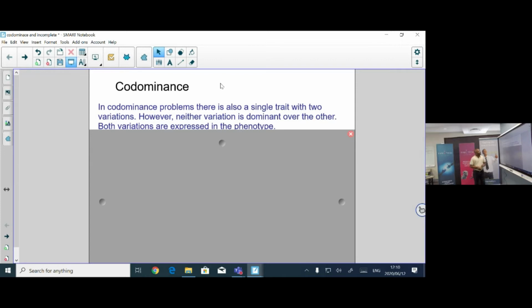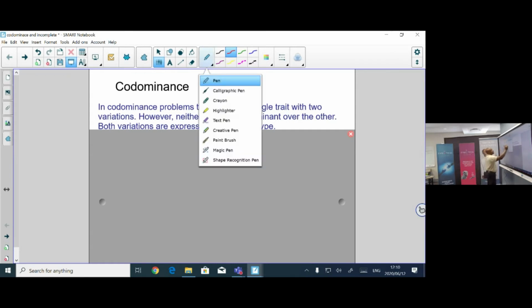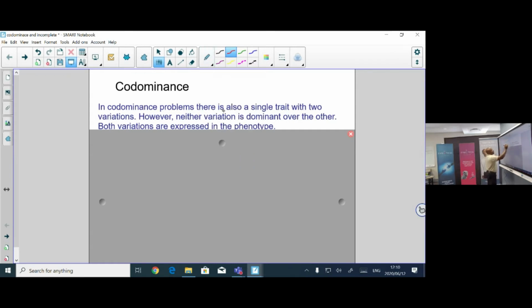So when we say co-dominance, in a scenario where we have co-dominance, it means there is a single trait with two variations.